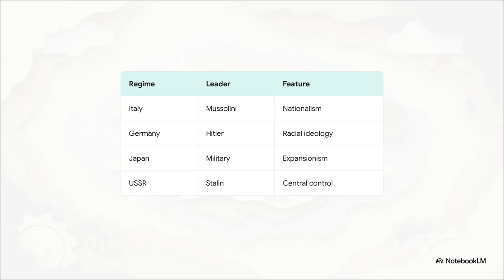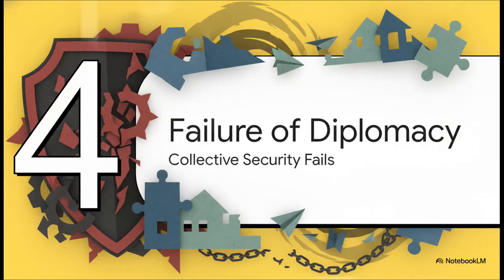Their specific ideologies varied, sure, but their methods were identical. Absolute centralized control, zero political opposition, and intense militarization. Section 4, The Failure of Diplomacy. The Collapse of Collective Security.